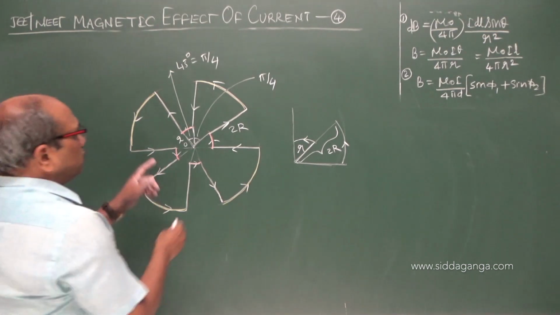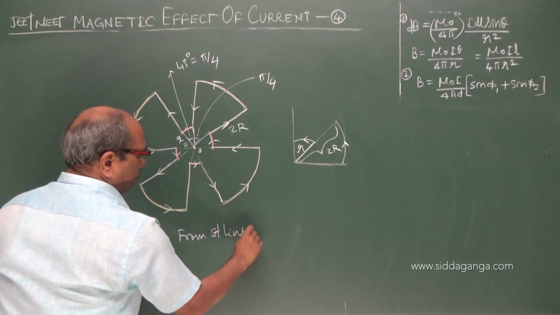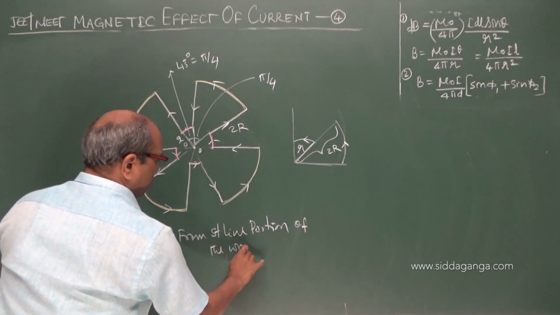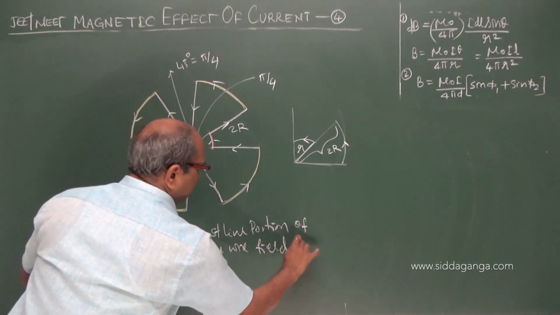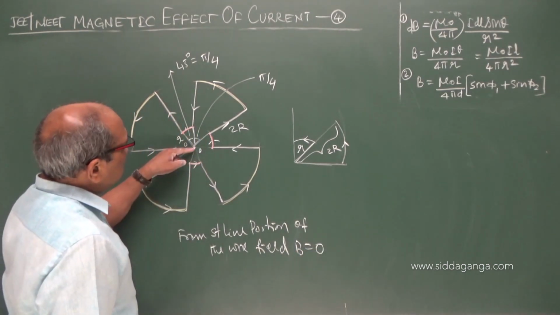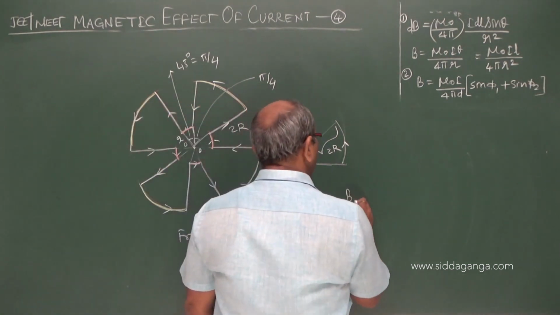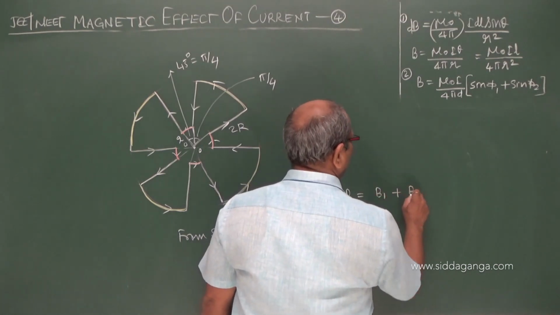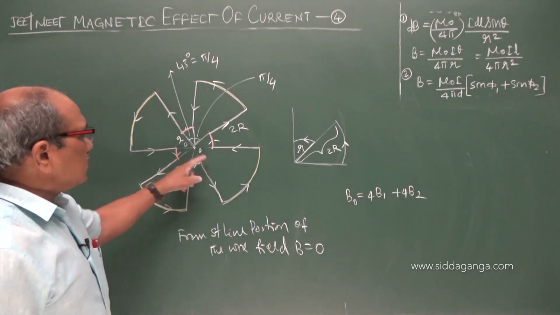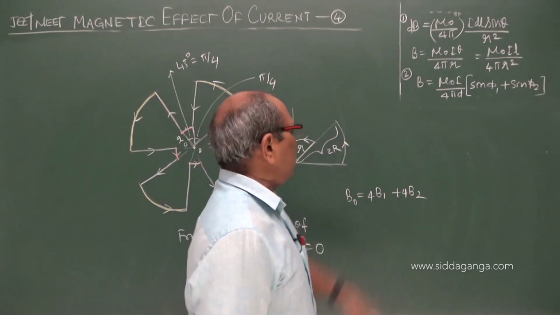But the straight line portions are meeting at O. From the straight line portion of the wire, magnetic field B is 0. B is 0, does not produce at all, because they are meeting with the center. But smaller circle 4, so the net field at the center is B1 plus B2, 4 times each. Each one existing 4 times. Each angle is pi by 4, so I can use this relation.